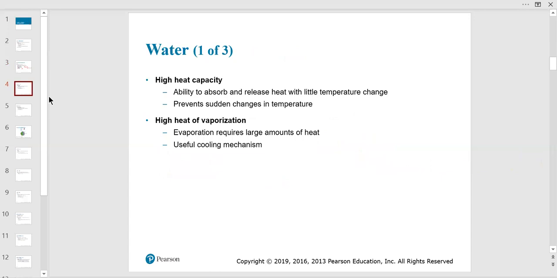So high heat capacity, a big ability to absorb and release heat. Remember the first day last week, we talked about the feedback mechanisms: when we're really hot, we'll sweat, we'll lose water to control the temperature change, right? And of course you're not going to sweat if you're cold.